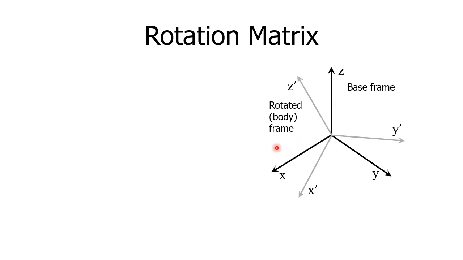Today we are going to talk about rotation matrix. What is rotation matrix? Rotation matrix is used to relate two frames. The first one is a base frame, X, Y, Z. The second one is rotated, also called the body frame, X prime, Y prime, Z prime. And this frame is rotated about the origin of the base frame.